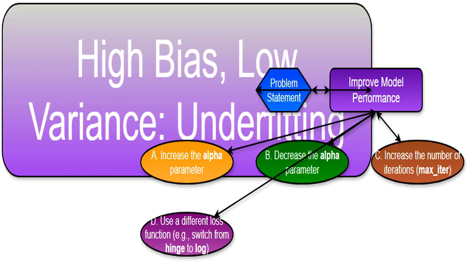I see a problem. We're using scikit-learn's SGD classifier, stochastic gradient descent classifier, for a binary classification task. But the model's performance is bad. It has high bias and low variance, which means it's underfitting. We need to figure out how to improve it.